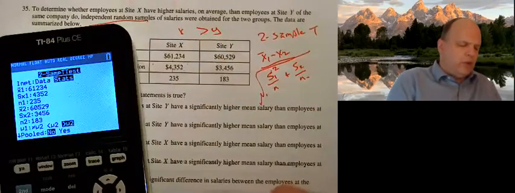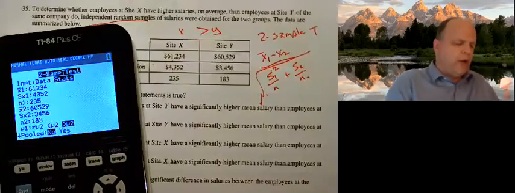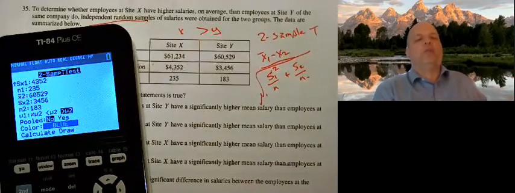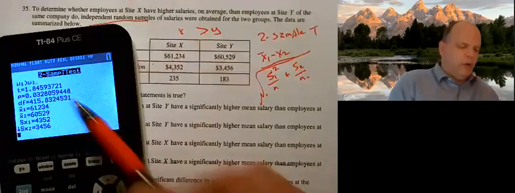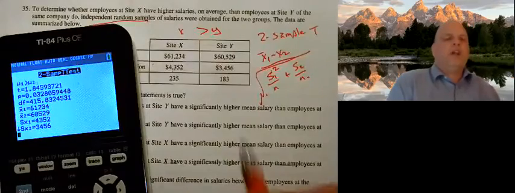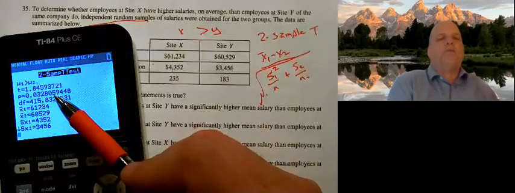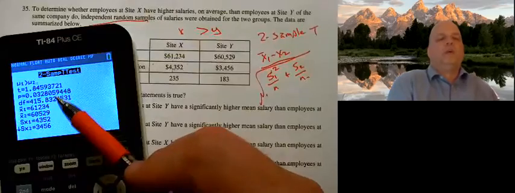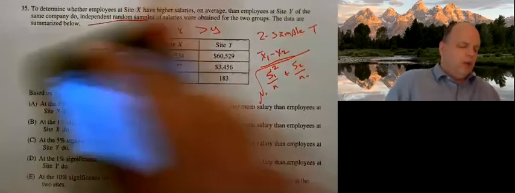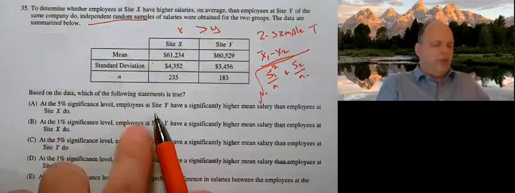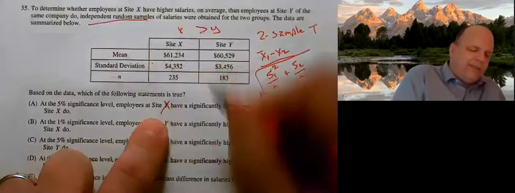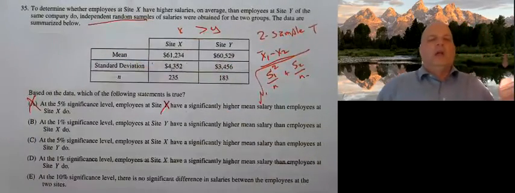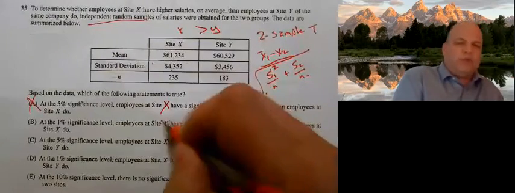We said greater than, so we need to make sure that it's highlighted on a greater than. Remember, we never pool unless it's proportions. And I end up getting a p-value of 0.03. Well, this tells me it's significant at alpha equal 0.05. So I'll be rejecting at alpha equals 0.05. So at the 5% level, site Y have significant, no, not site Y, it's site X have higher.